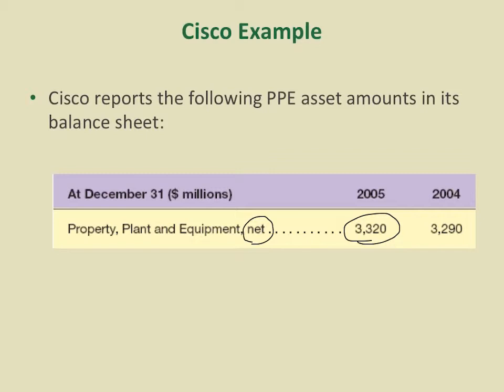So we could ask lots of questions about this number. For example, what is the original historical cost? What are those assets? What is the accumulated depreciation till 2005? What depreciation method do you use? Those questions will be answered in the footnote related to this line item. We're going to talk about that in the next slide.